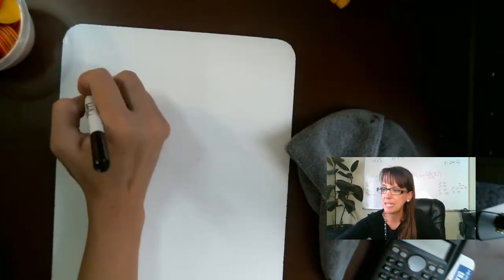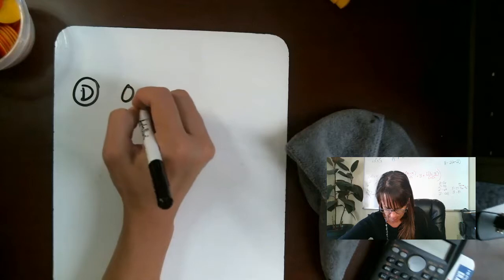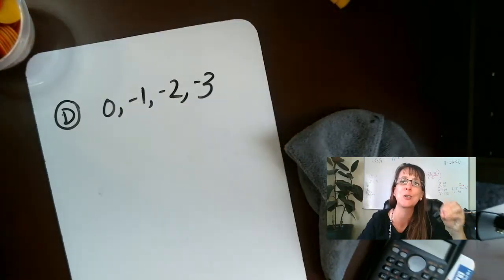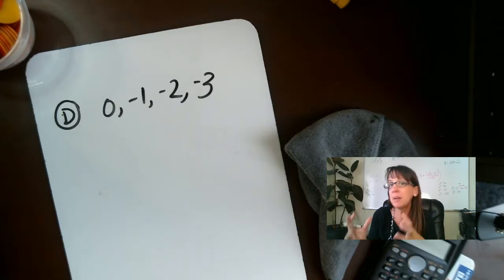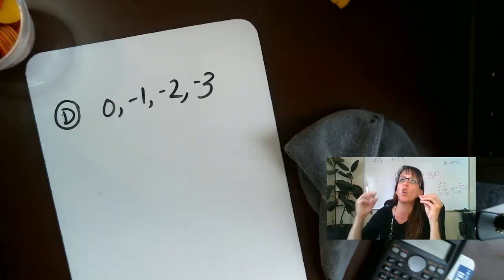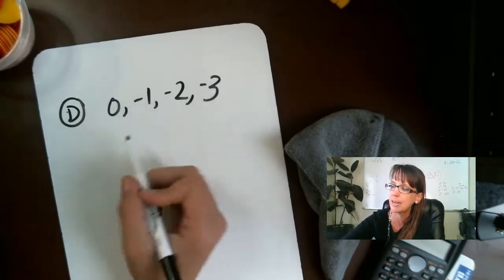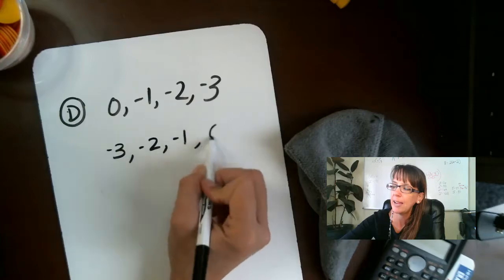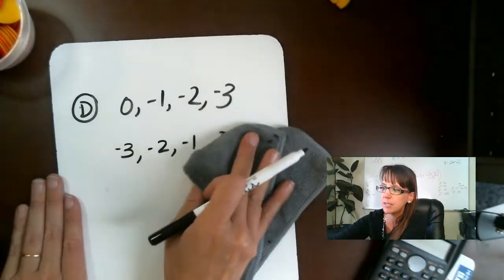All right. So for D, it's saying to arrange these numbers in order from least to greatest. Remember, this is a trick. When we're talking positive numbers, 3 is greater than 1. But when we're talking negative, we got to flip that around. So we want our largest negative number, which is negative 3. Then it's negative 2, negative 1, and 0. So hopefully you did that one correctly.